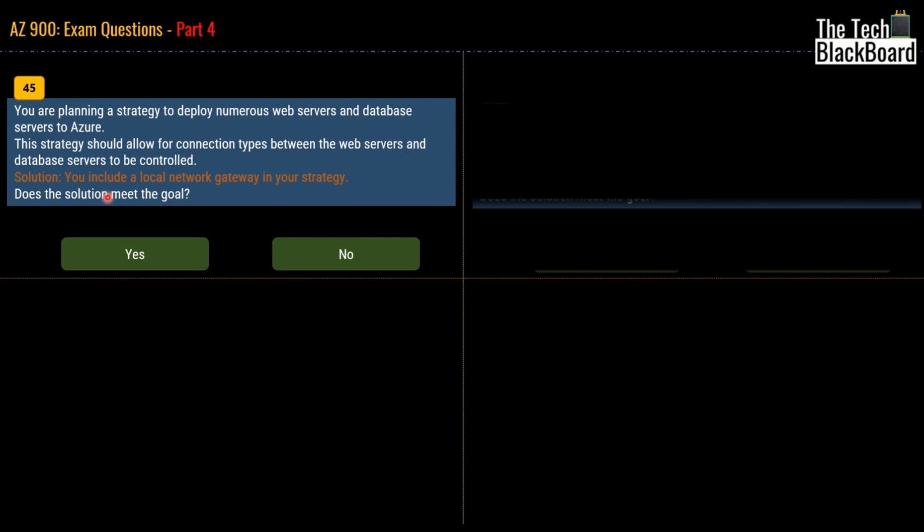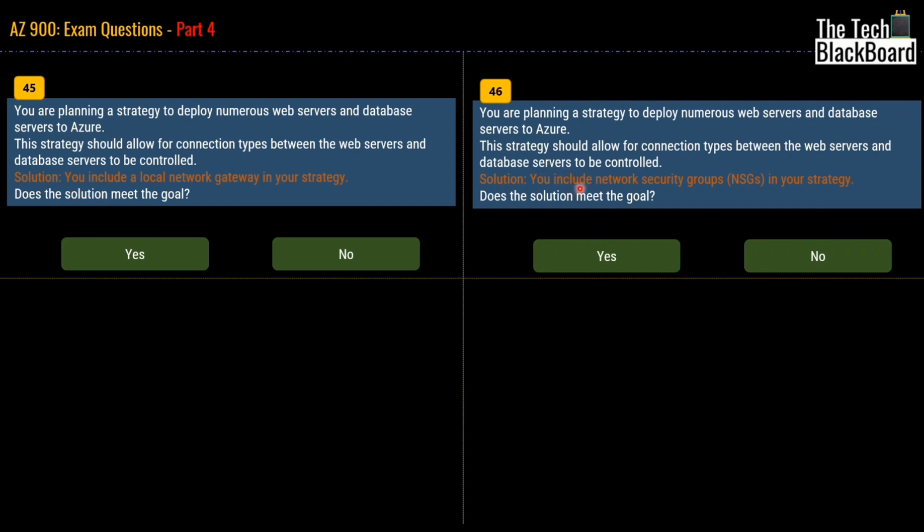Same question, one more, with a slight variation in the solution, is question number 46. And this time the solution is you include network security groups, NSG, in your strategy. Does this meet the goal? So out of these two solutions, one is local network gateway and the other one is network security group. Which one meets the goal of bringing a strategy that allows for controlling connections between the web server and the database server? So let me first make you understand what is NSG.